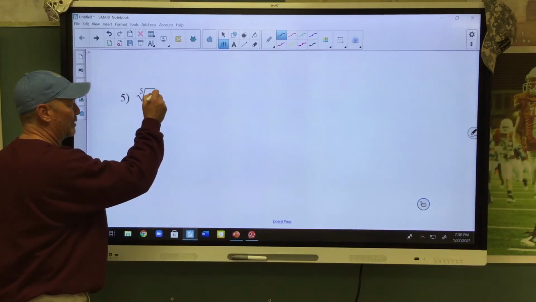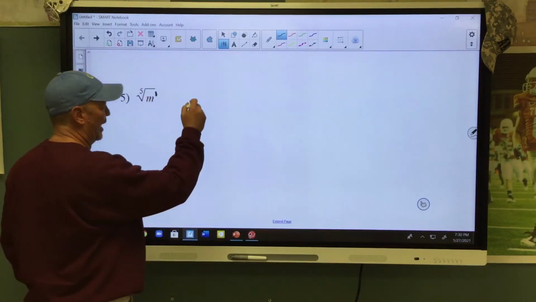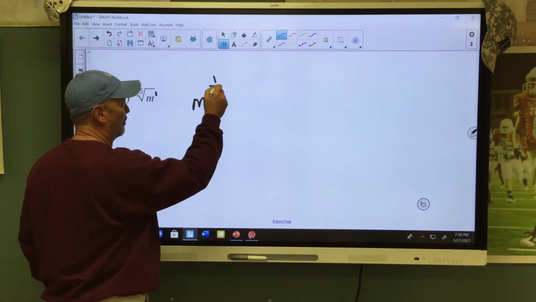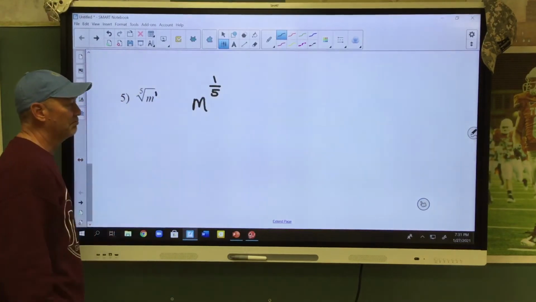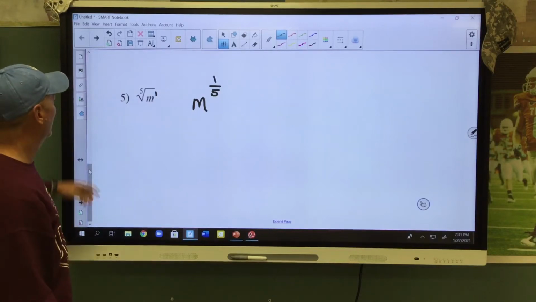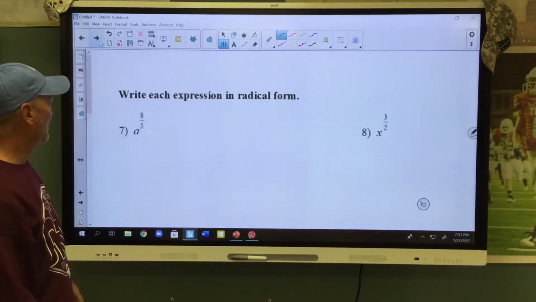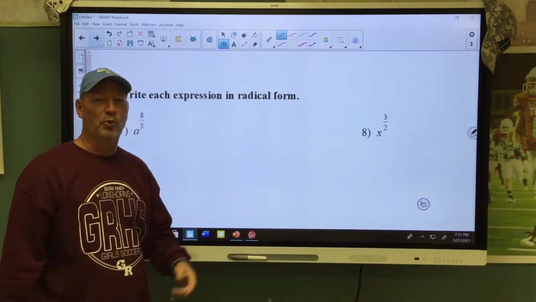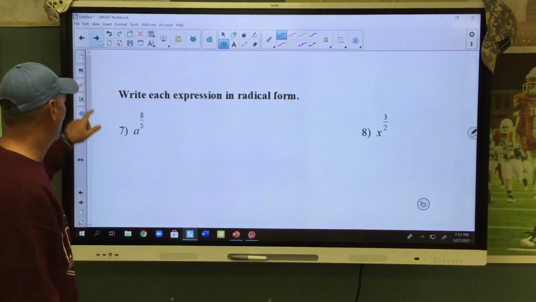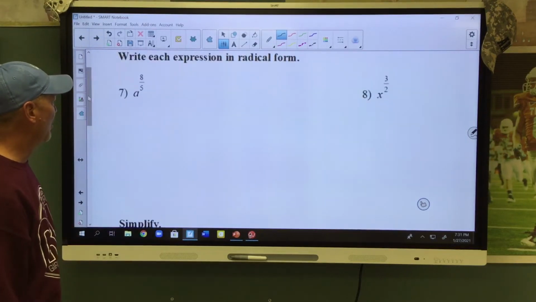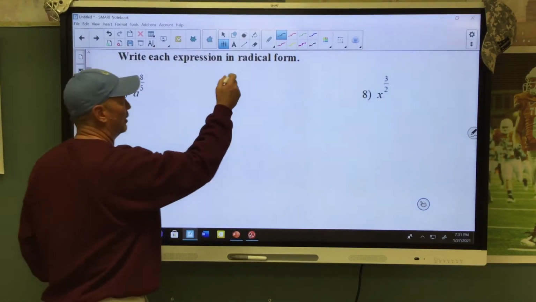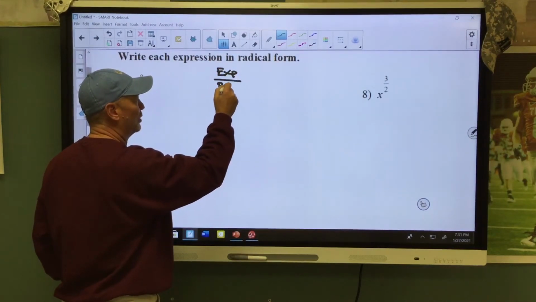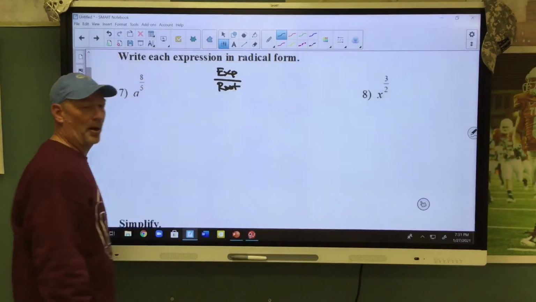My exponent is a 1, so we're going to say I have m. I put my exponent on top, and my root is in the denominator. Easy, easy. So then we're going to go backwards, okay? We're going to have the exponent. The exponent is a rational exponent, so we're going to have to convert it back to a radical. Now, remember, the exponent is on top. The root is at the bottom.